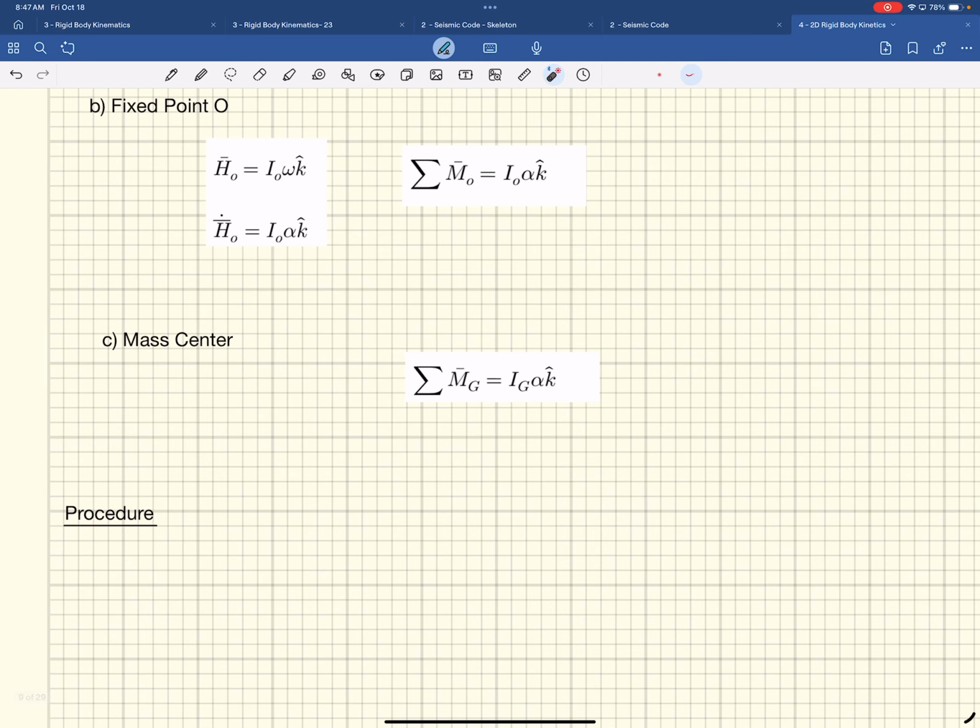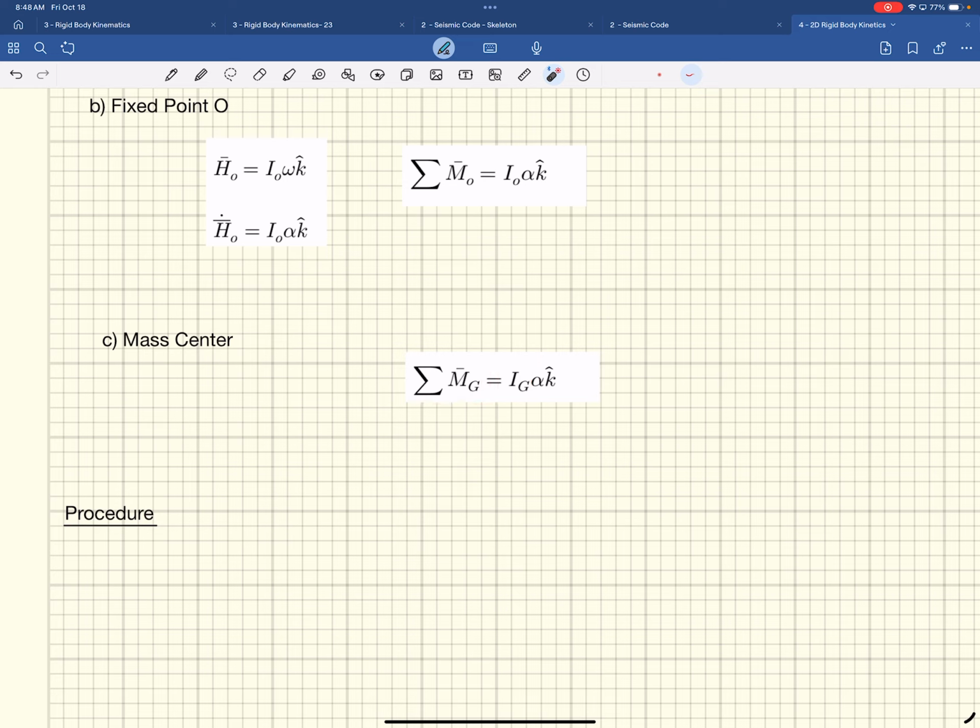If you're summing the moments about a mass center, it's the same equation. It's just that you use the moment of inertia about the mass center. So the only difference between these two equations is that if you sum about a fixed point, you use the moment of inertia about the fixed point. If you sum the moments about the mass center, you use I_G. So that's what we're after. We're going to have three equations.